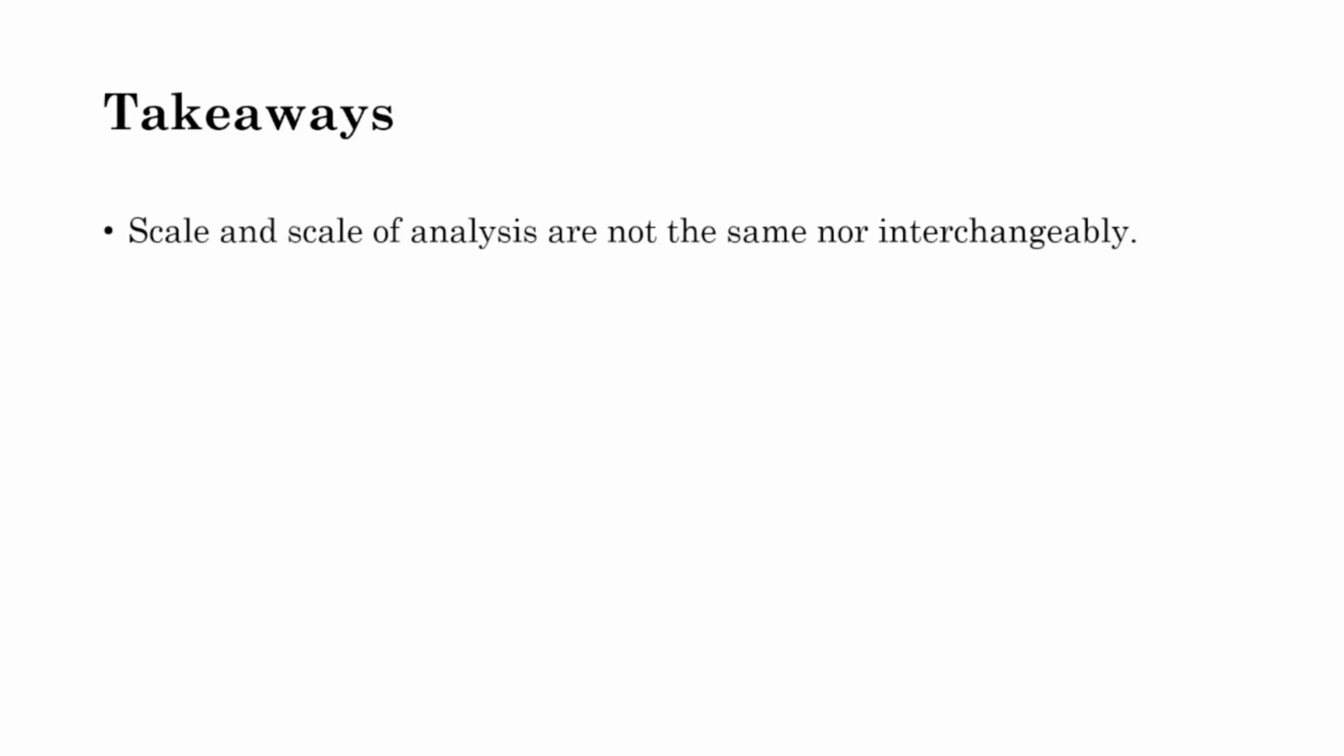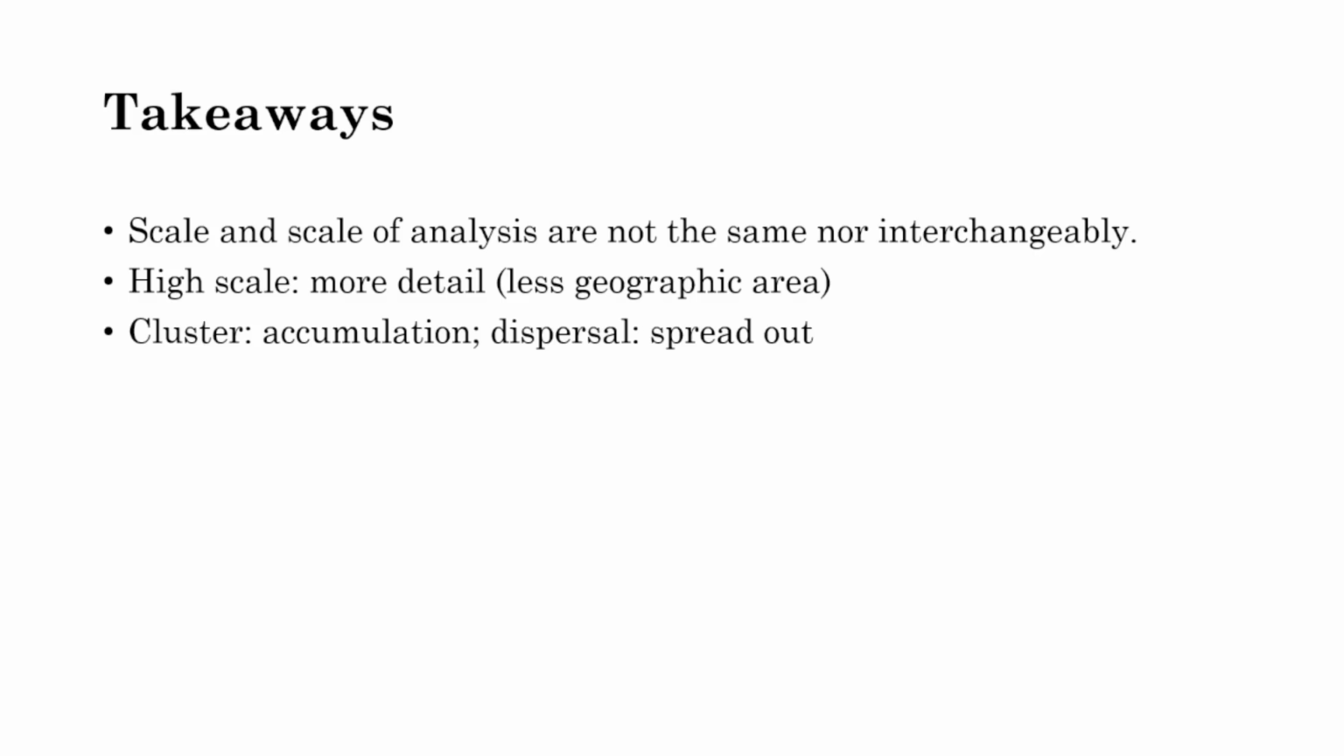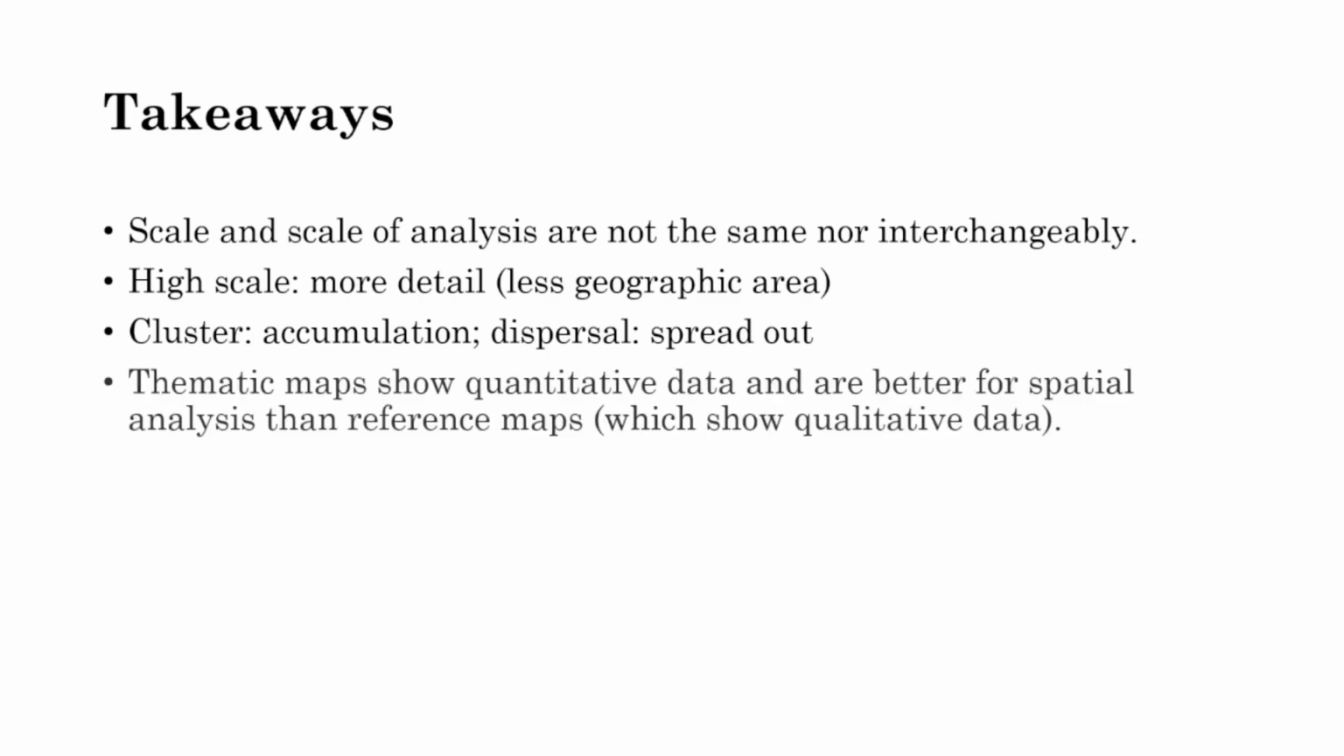Scale and scale of analysis are not the same, nor are they interchangeable. So scale of analysis, which we used in this question, is essentially what are you looking at? What is the data limited to? And it was limited to a continent, the continent of Antarctica. So it was a continental scale. Something that's large scale shows more detail, but you have less geographic area. That's the trade-off there. Small scale shows less data, but you have more geographic area. So the smallest scale of map you could get is a map of Earth, a map of the globe. Cluster means accumulation, while dispersal means spread out.